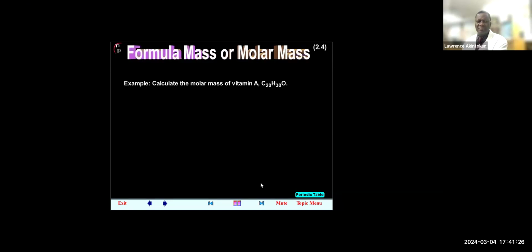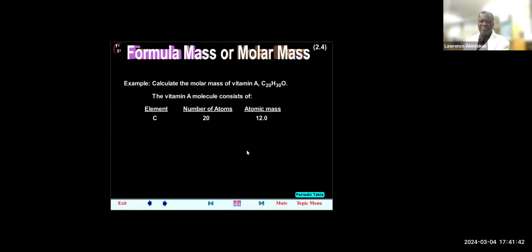Calculate the molar mass of vitamin A, C20H30O. Vitamin A molecule consists of element C, number of atoms 20, atomic mass 12.0. Element H, number of atoms 30, atomic mass 1.0. Element O, number of atoms 1, atomic mass 16.0.